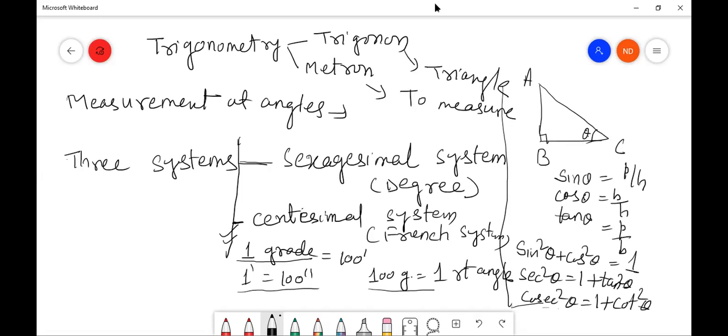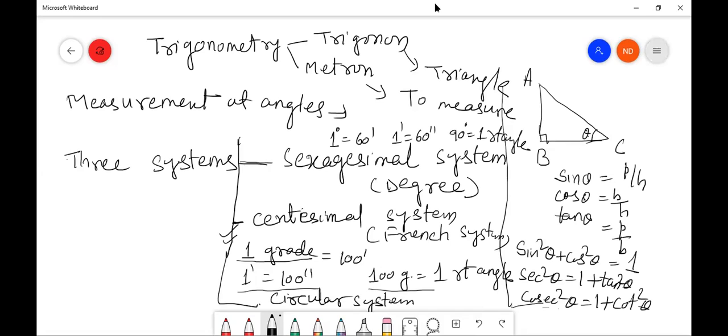And the sexagesimal system is the one in which we take degree as the unit of measuring the angle. As you are familiar, 1 degree equals 60 minutes, 1 minute equals 60 seconds, and 90 degree equals 1 right angle. This is the English system of measuring the angle. Now the third one, which we will be studying in detail, is the circular system of measuring the angle.